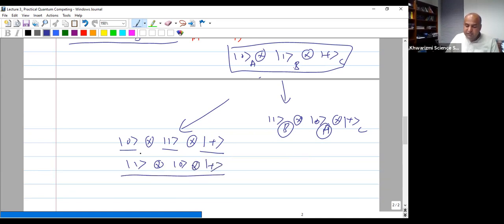So if somebody now writes this, this will not be the same as this upper state, because when I haven't written any subscript, it means the first will always be the state of qubit A. So here it said that qubit A is in zero state, here it says that qubit A is in one state.